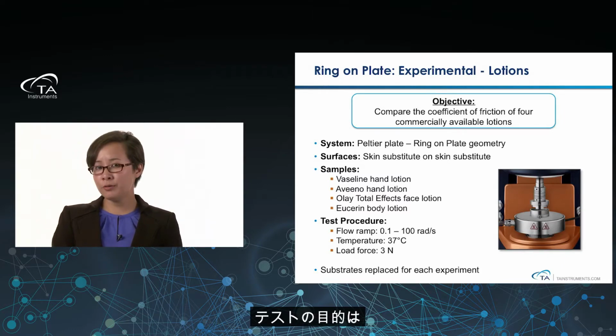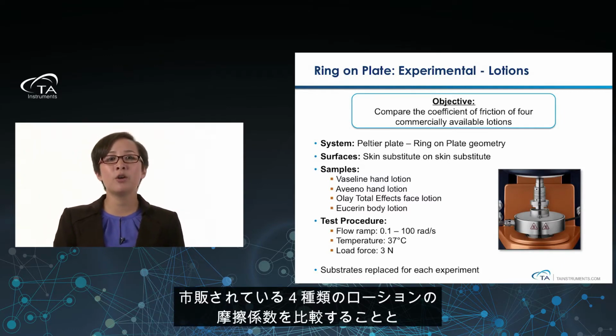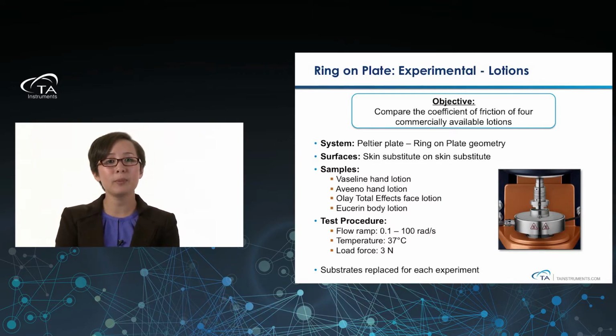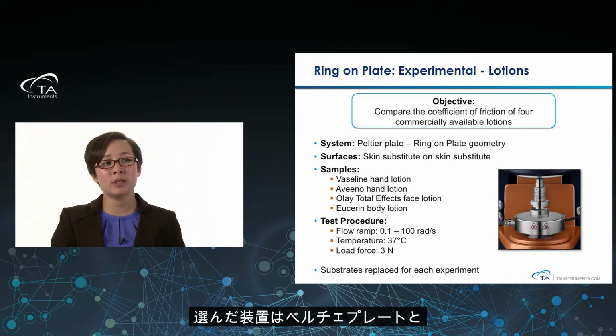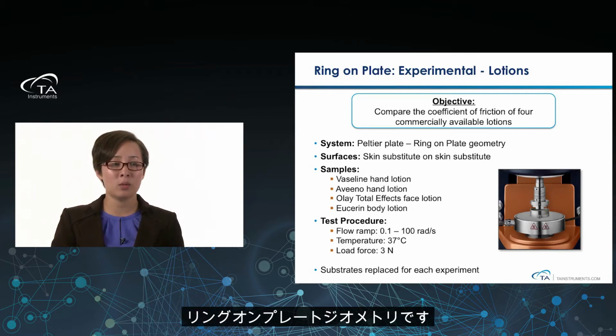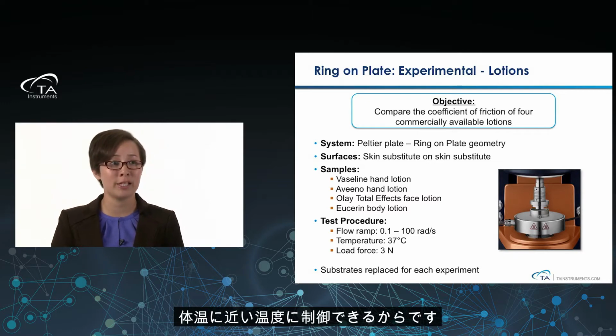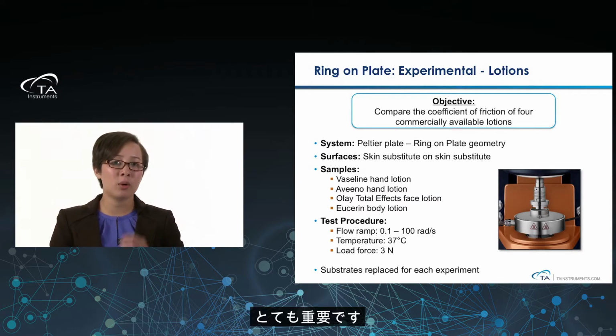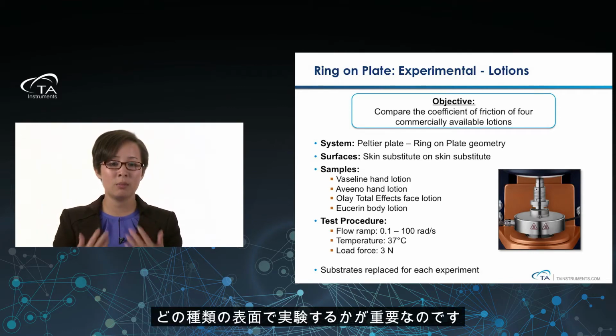The objective of this test was really to compare the coefficient of friction of 4 commercially available lotions, and how that pertains to how it feels when a person is applying this lotion onto their skin. The system that we chose was a Peltier plate and the ring on plate geometry. We chose a Peltier plate because it's easy to control near body temperature. And then the surfaces, as we've mentioned, surfaces are very important. So it's important to say what kind of surfaces we're studying.